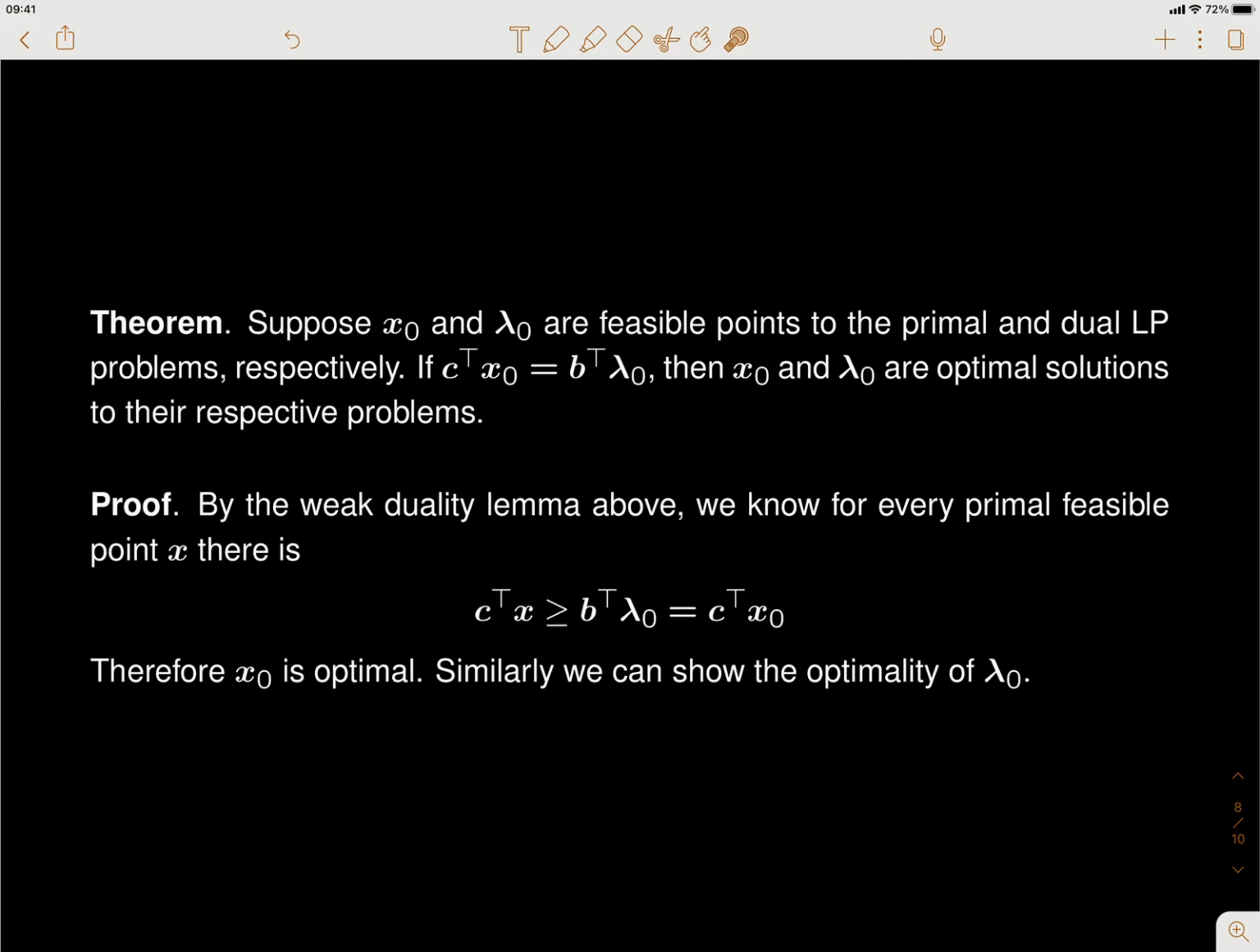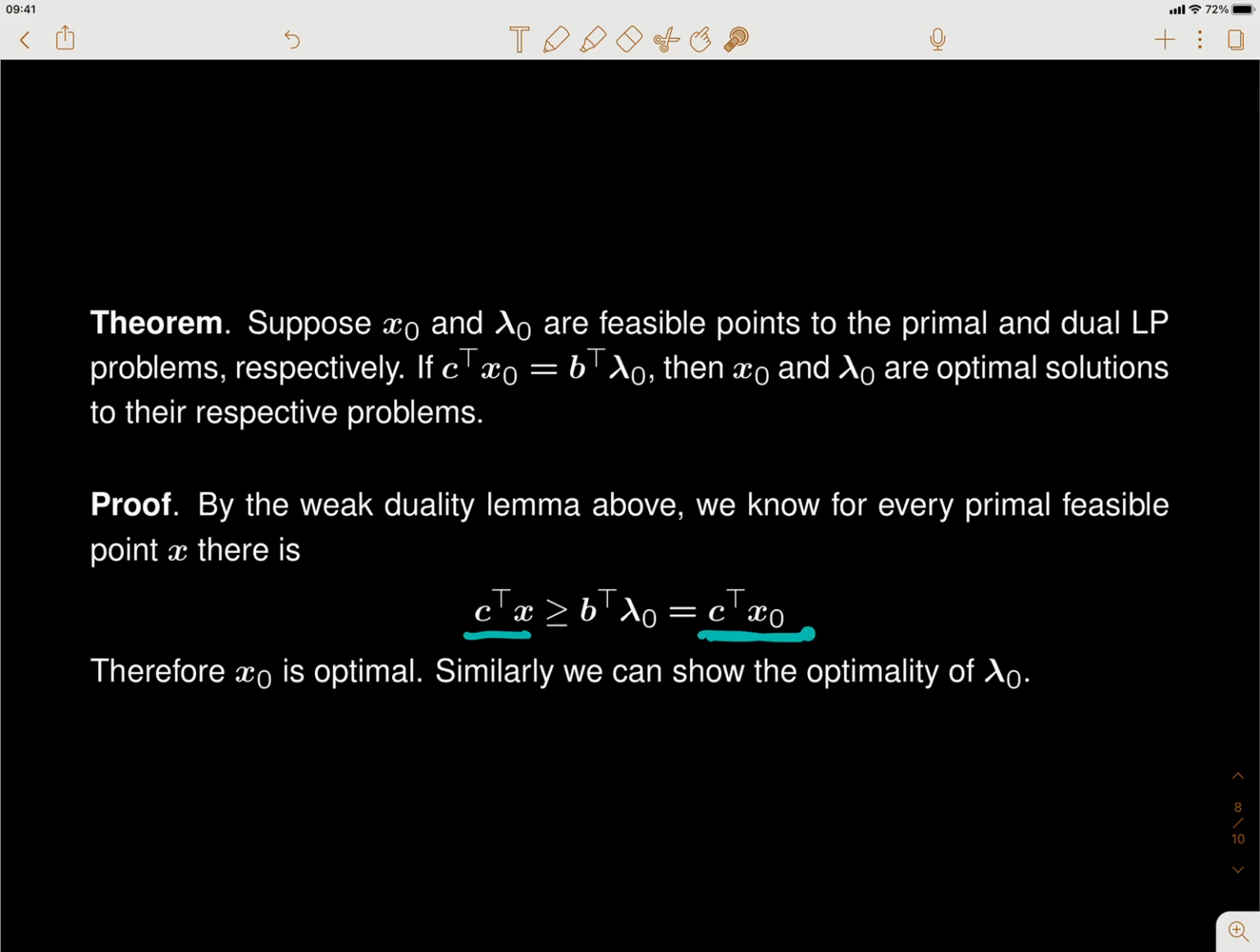Let's consider any primal feasible point x. That means any x satisfying the constraint of the primal problem. We already know that x is feasible for the primal problem, and lambda 0 we showed is feasible for the dual. So we know that C transpose x is greater than or equal to B transpose lambda 0. This is from the weak duality lemma above. And we also know that B transpose lambda 0 is equal to this. So that means this is always greater than that.